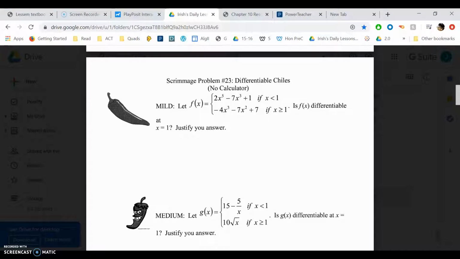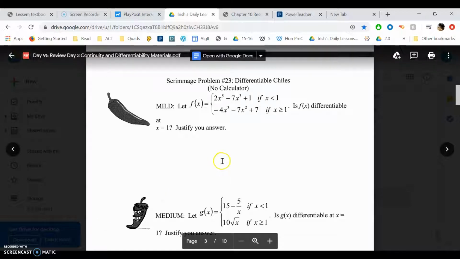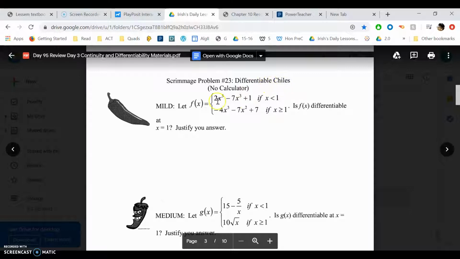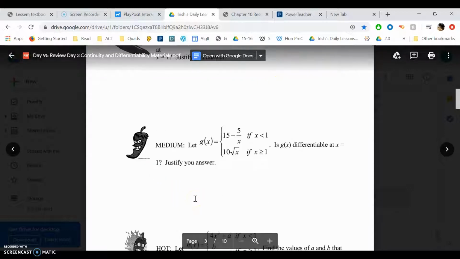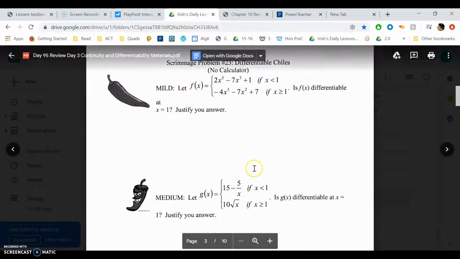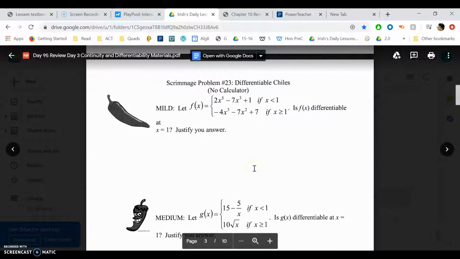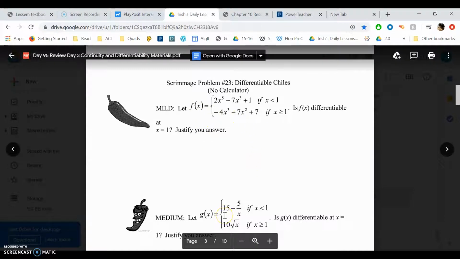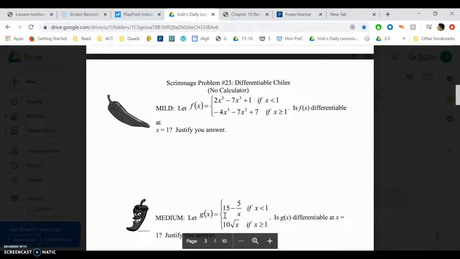All right, we are going to review differentiability today. We're going to do the differentiability Chiles scrimmage. We got hot, we got medium, we got mild. We got all these. This is in the PDF that's attached, so pause the video and write this down. We're going to do the mild, then the medium, then the spicy, and then we're going to practice them. That would be on the AP.